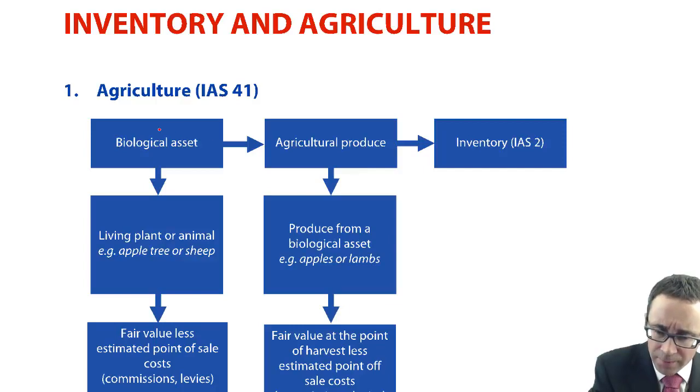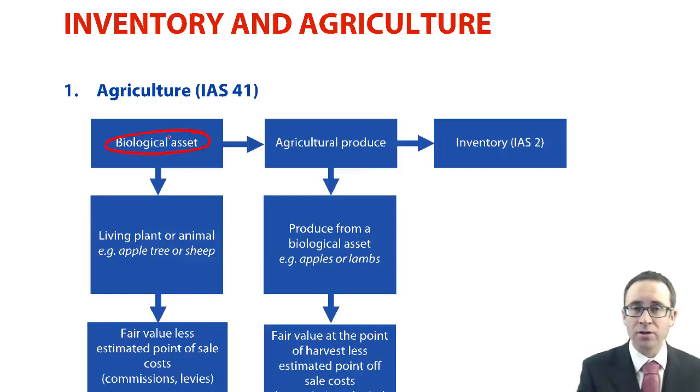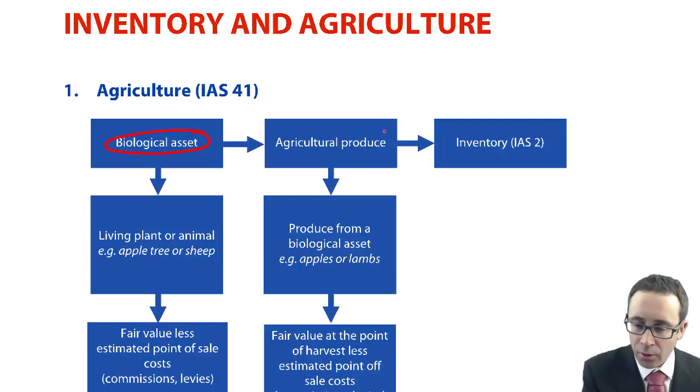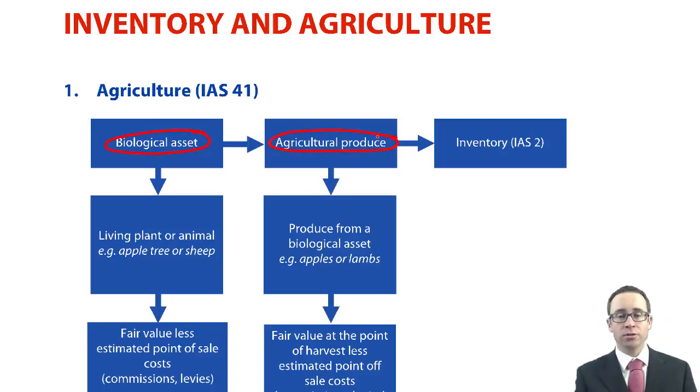With regards to agriculture and IAS 41, there are two things we need to think about. First, the definition of what a biological asset is, and what constitutes agricultural produce. Once we've done that, we then need to think about the measurement, and how we account for any change in that measurement, before it's ultimately transferred into inventory, whereby that agricultural produce is then sold to the end user.